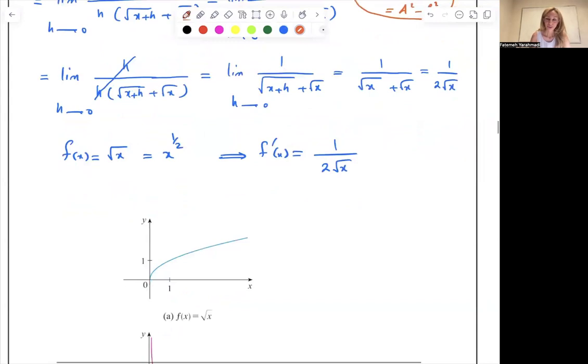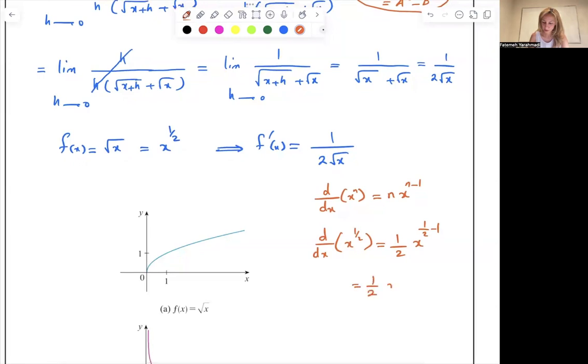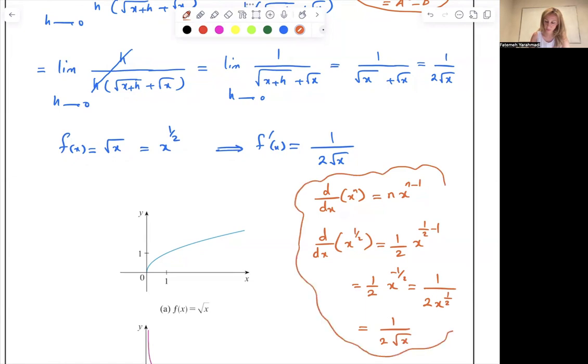For those of you who are interested in using the shortcut for power functions, the derivative of a power function is n x to the power n minus 1. You're going to write down the exponent and x raised to the exponent minus 1. Since here we have x to the power of a half, it becomes a half x to the power a half minus 1, which is equal to a half times x to the power negative a half. If you write this in the denominator, you get 2 times x to the power a half, or 1 divided by 2 times square root of x. So here we have the shortcut.